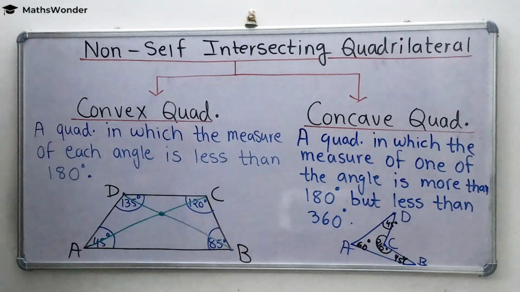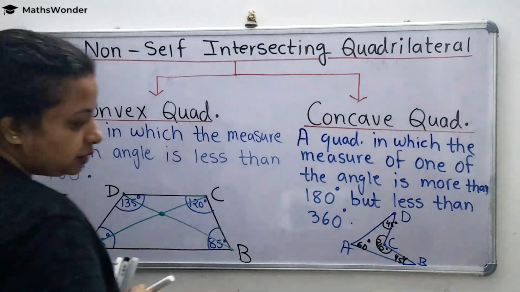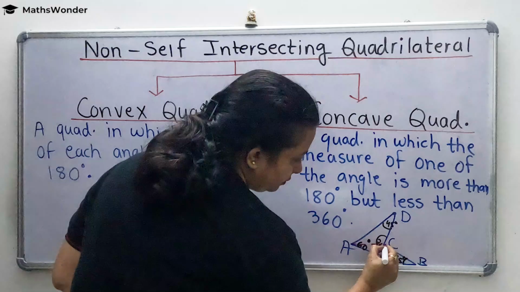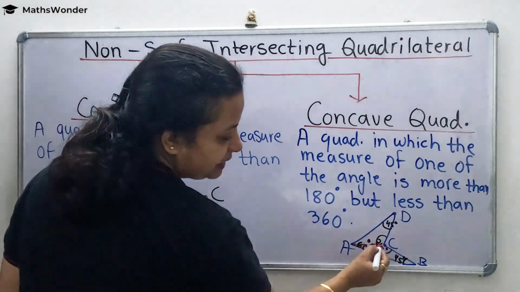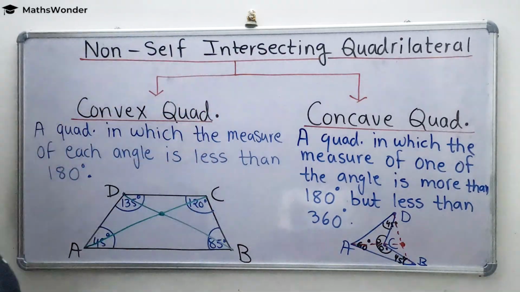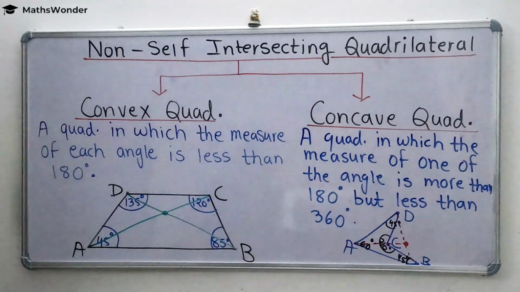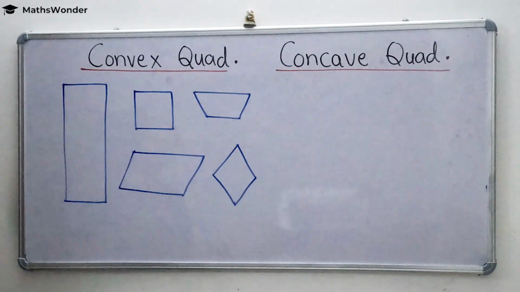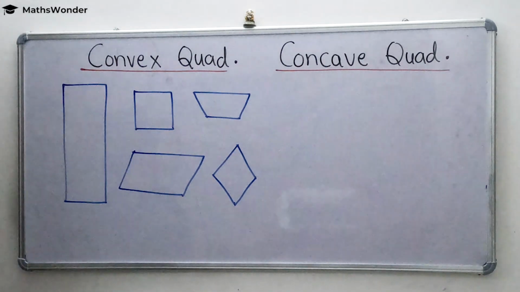And the point of intersection of diagonals of a concave quadrilateral lies outside the quadrilateral. How? When you join the diagonals, this line is inside but this one is outside. So the intersection of diagonals of a concave quadrilateral lies outside the quadrilateral. This is the different property. Draw some more figures related to convex quadrilateral and concave quadrilateral.